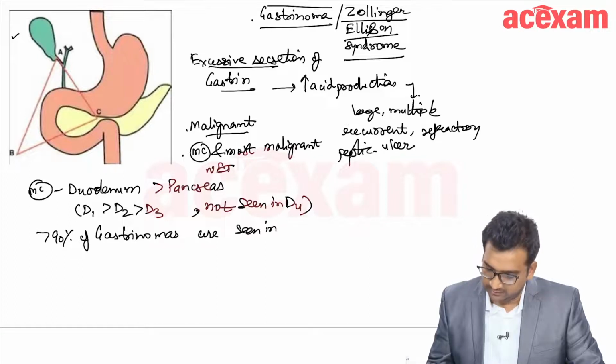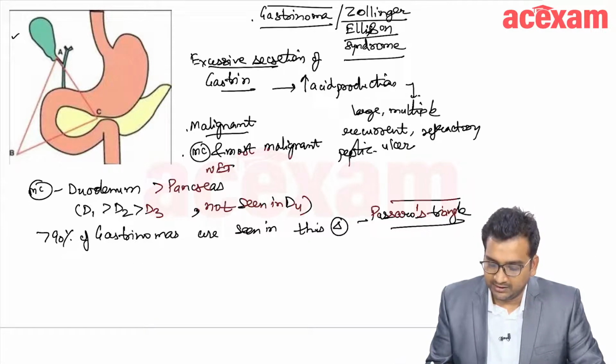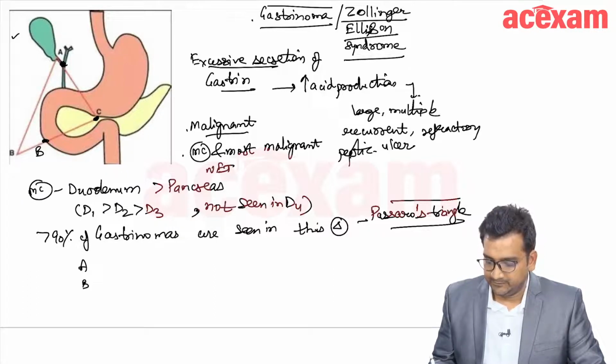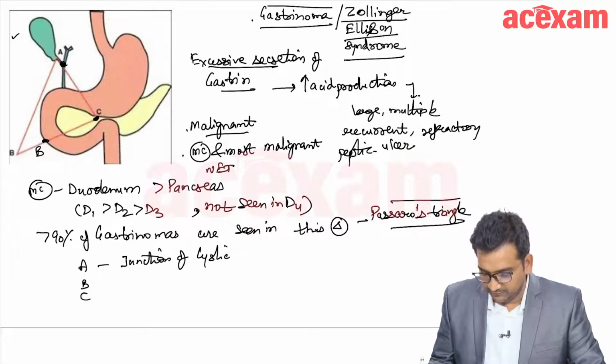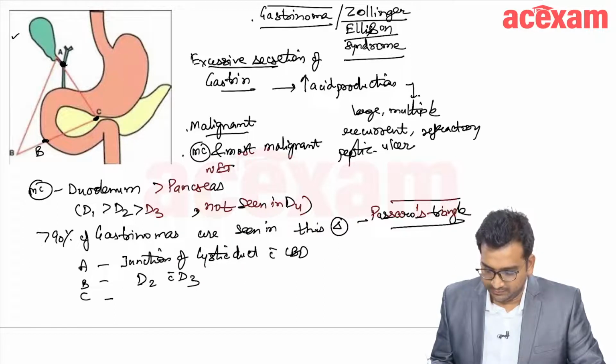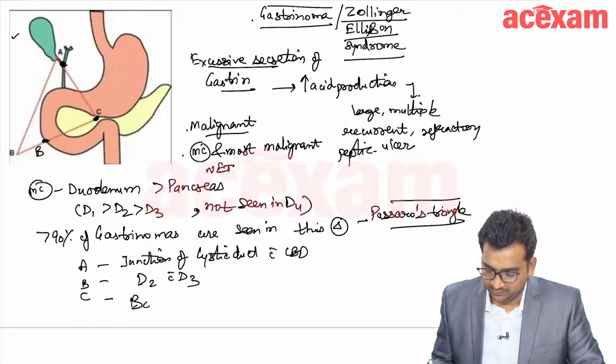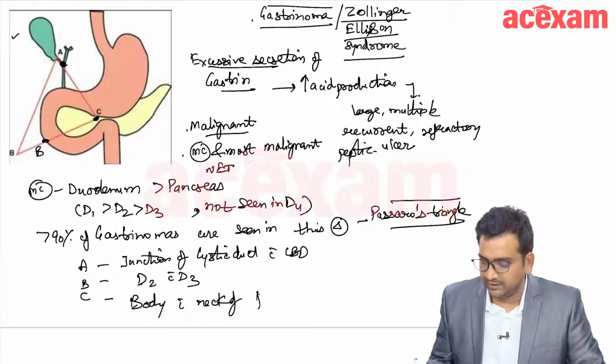Are seen in this triangle. The name of this triangle is Passaro's triangle, and the 3 points A, B and C are this point, and actually this point. So this is A, B and C. So it is the junction of cystic duct with CBD, D2 with D3, and head with neck of pancreas, body with neck of pancreas. You can say at the level of neck of pancreas.